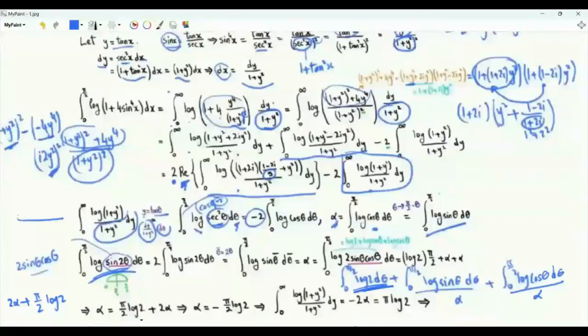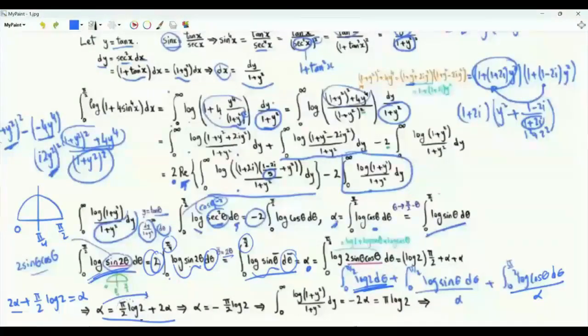We can do this integration in another way. The argument of the logarithm is sine 2 theta, which looks like this on the interval from 0 to pi over 2. We have symmetry about pi over 4. This integral is twice the integral of log sine 2 theta from 0 to pi over 4. Let's do the substitution. theta bar is equal to 2 theta. 2 d theta is d theta bar. Log sine 2 theta is log sine theta bar. When theta is 0, theta bar is 0. When theta is pi over 4, theta bar is pi over 2. We get this integral here, which is exactly equal to alpha. Thus, 2 alpha plus pi over 2 log 2 is equal to alpha.